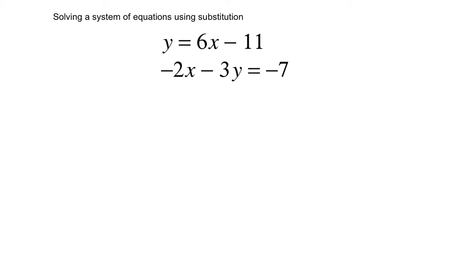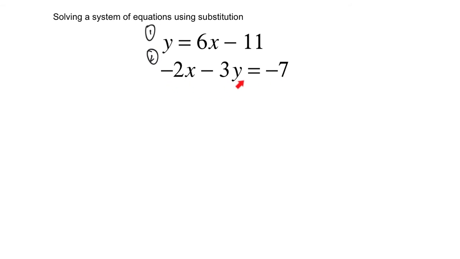So how do we solve by substitution? We have two equations. In equation 1, we already have y by itself: y equals 6x minus 11. Equation 2 is negative 2 times x minus 3 times y equals negative 7.